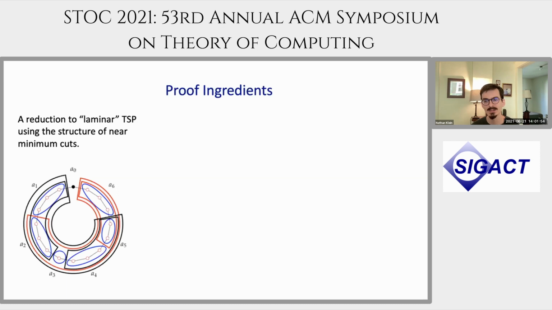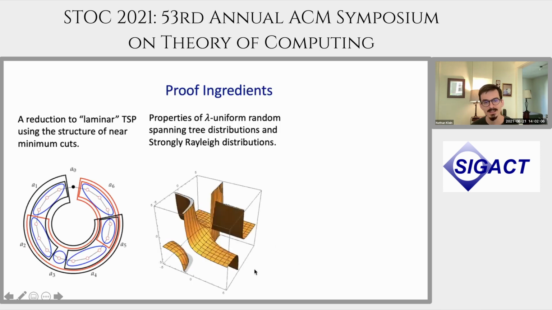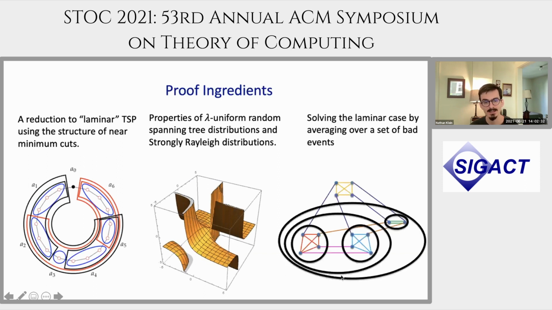And so in the first part, we reduce to so-called laminar TSP, in which these near minimum cuts, these important cuts, form a laminar family. In other words, they don't cross one another. The second ingredient is properties of max entropy trees. So it turns out that if you look at the multivariate polynomials encoding max entropy distributions, so they're generating polynomials, they have a nice geometry, which places max entropy trees in the class of so-called strongly Rayleigh distributions, which gives us a range of nice properties. So we use many of these properties and we prove some new ones along the way. And finally, we use these new properties to solve the laminar case with a kind of averaging argument.